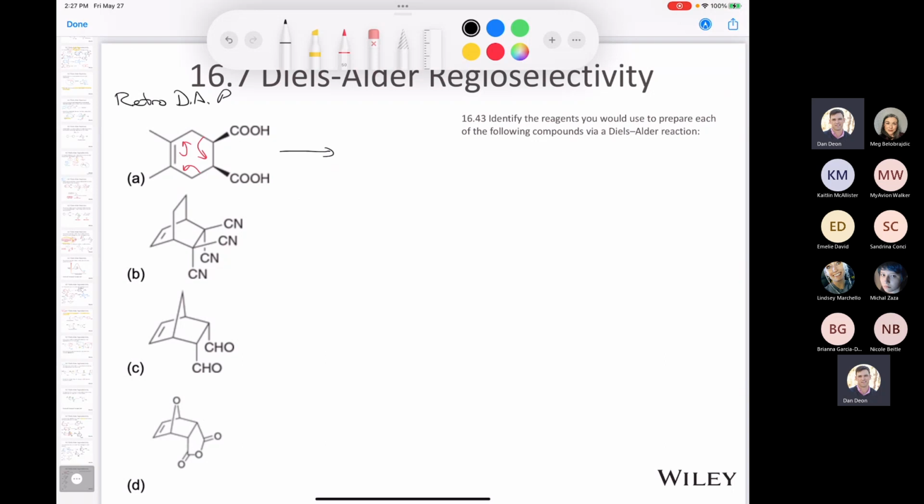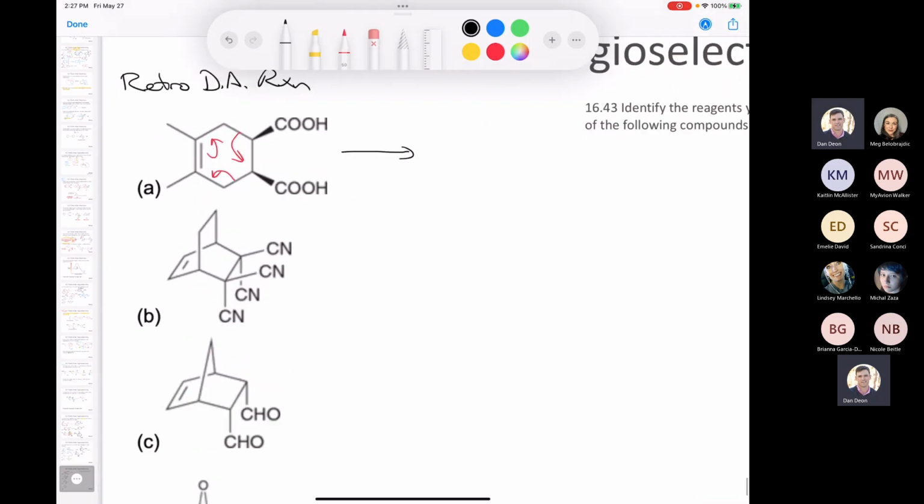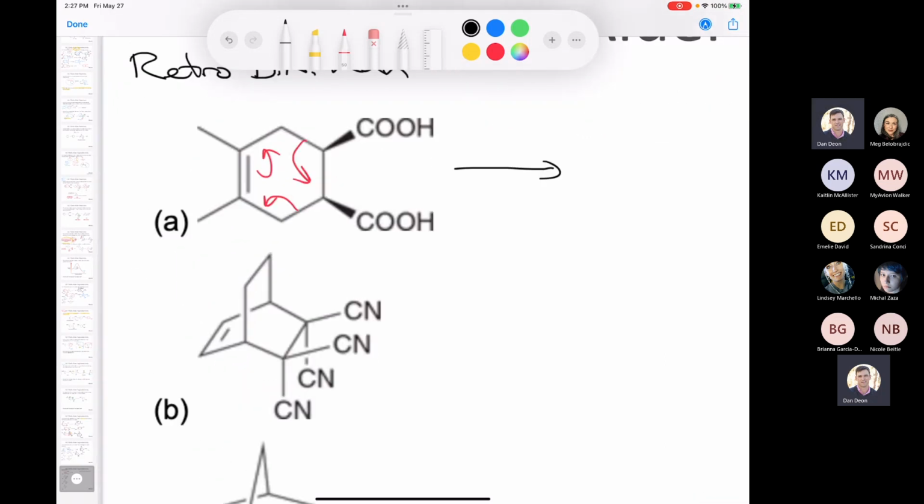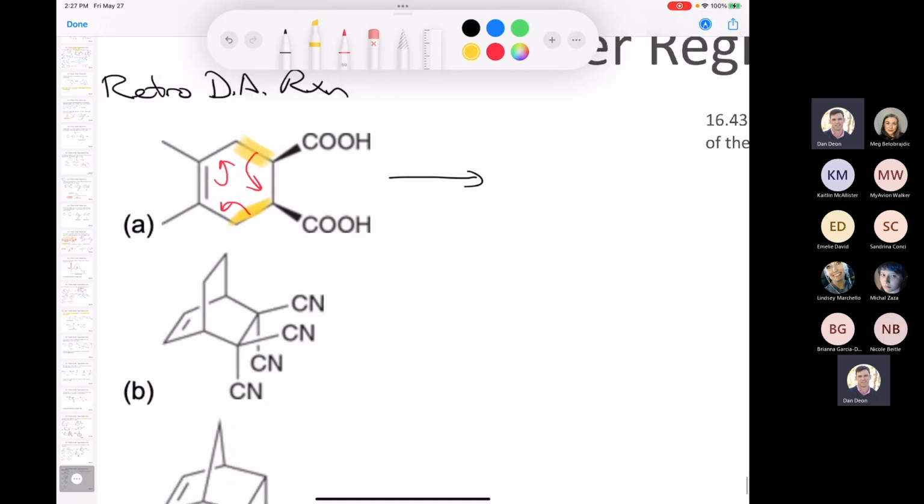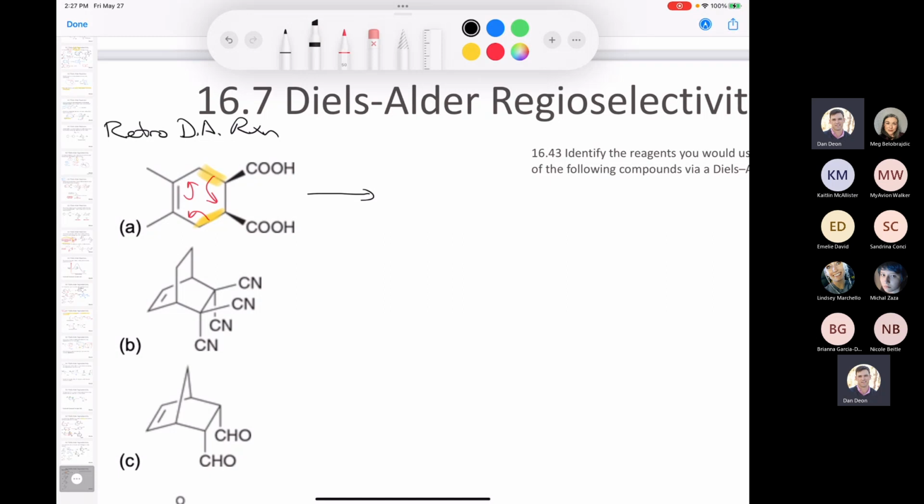Retro Diels-Alder reaction. So we have our 3 curved arrows for our retro Diels-Alder. You see that we're breaking this sigma bond and this sigma bond. So that means that our dienophile is going to look like this. We're going to have a double bond here, and we're going to have a carboxyl group here, and a carboxyl group here. So we end up with a Z or cis dienophile.